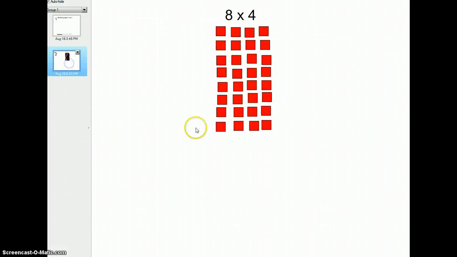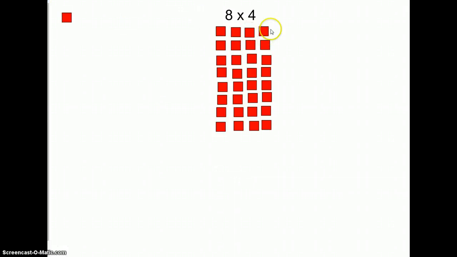Once you're done with that, I want you to look at my example here. You can go ahead and pause. Copy this example down. I have 8 times 4. What you may not know is what 8 times 4 is, but I can almost guarantee that what you do know is what 8 times 2 is. If this right here is 8 times 2, most of you already know that answer.